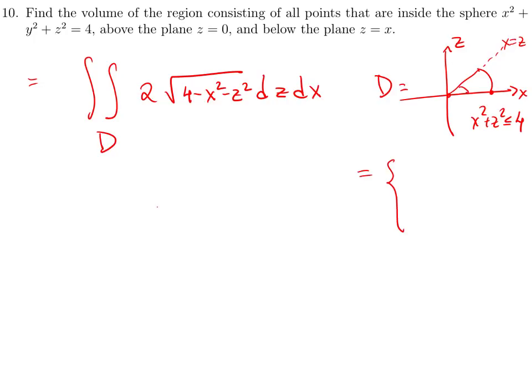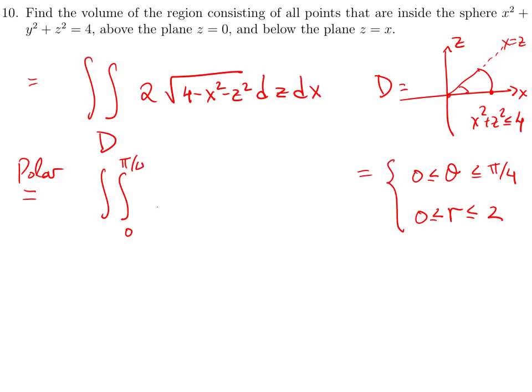And what's the range of theta? So what's this angle? Well, this is the line x equals z that makes an angle of pi over 4. So really, this is just a polar rectangle. Theta goes from 0 to pi over 4, and r goes from 0 to 2. So switching to polar coordinates, we see that this is just an integral over a polar rectangle. So the order doesn't matter since it's a rectangle.